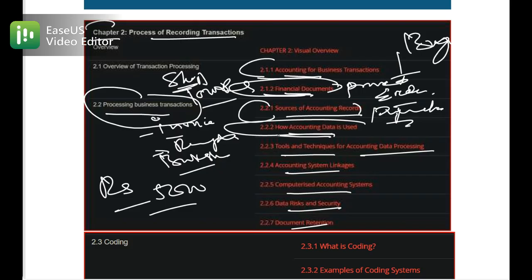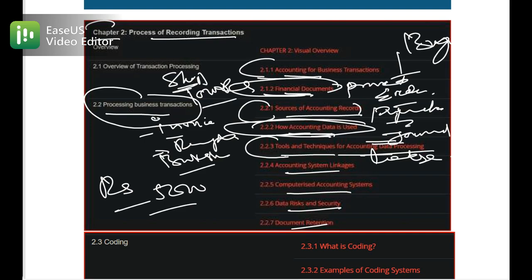After that, we will study the tools and technique for accounting data processing, which includes your journal, your ledgers, spreadsheet, and accounting software. For example, a ledger shows all payments made to a supplier over time. So these are the tools and technique for accounting data processing.